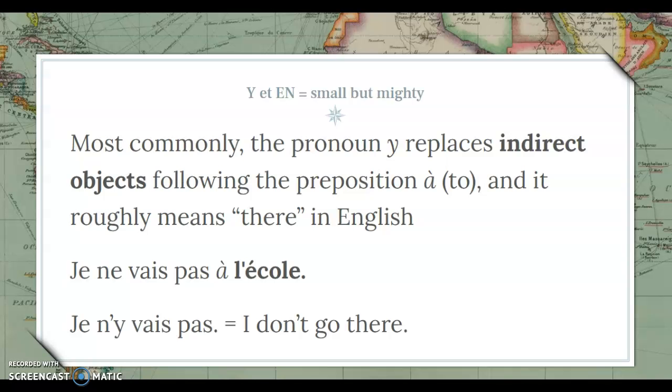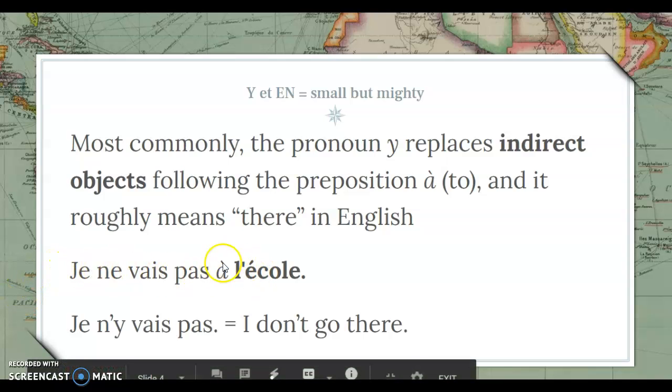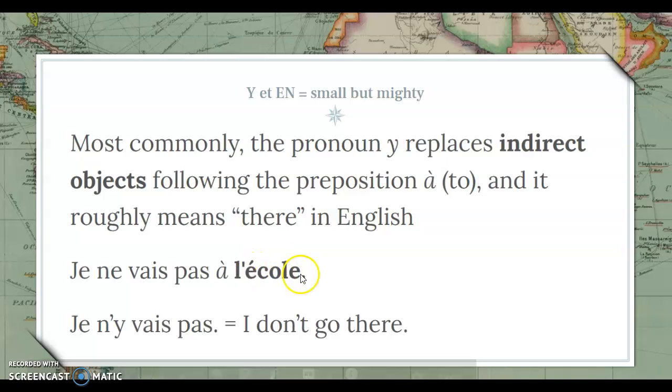Most commonly, the pronoun y is going to replace an indirect object following the preposition à. And it roughly means there in English. In our example, je ne vais pas à l'école, à l'école. Here's my indirect object that's following the preposition à. And so now I can replace that with y. Je n'y vais pas. I don't go there.